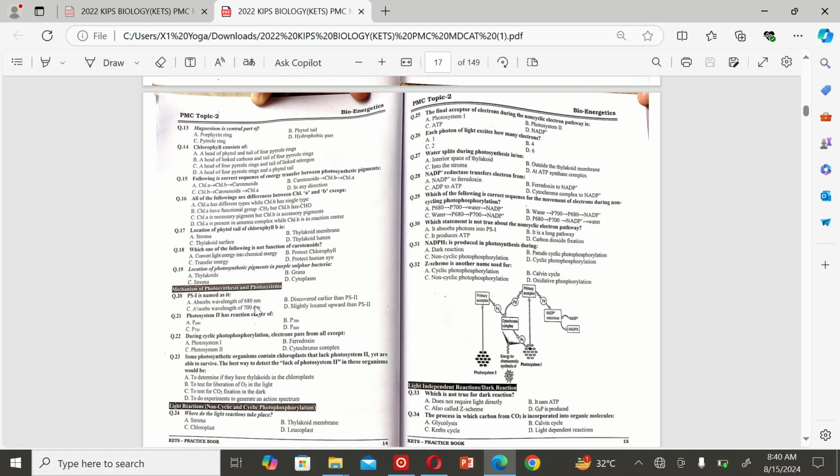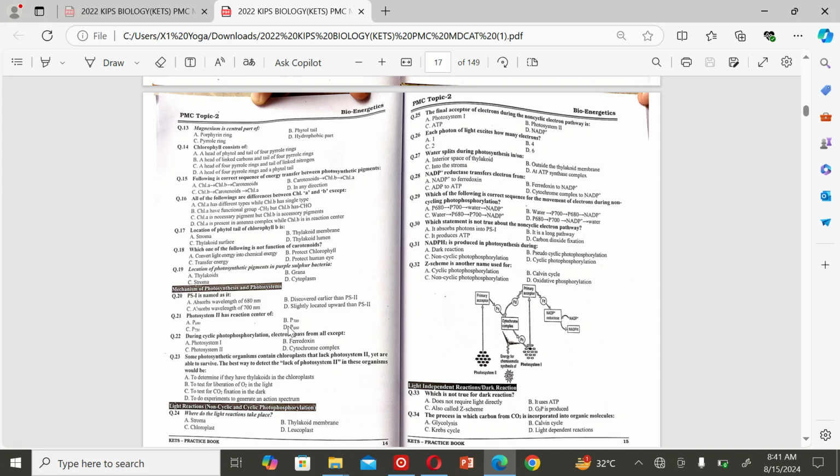The next MCQ is: PS1 is named so as A. Absorbed wavelength of 680 nanometer, B. Discovered earlier than PS2, C. Absorbed wavelength of 700 nanometer and is slightly located upward than PS2. So the correct option is B, discovered earlier than PS2.